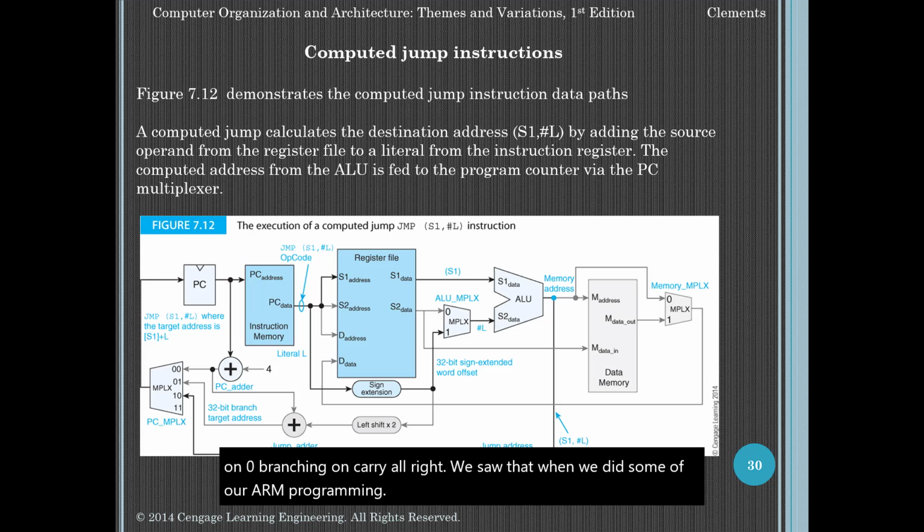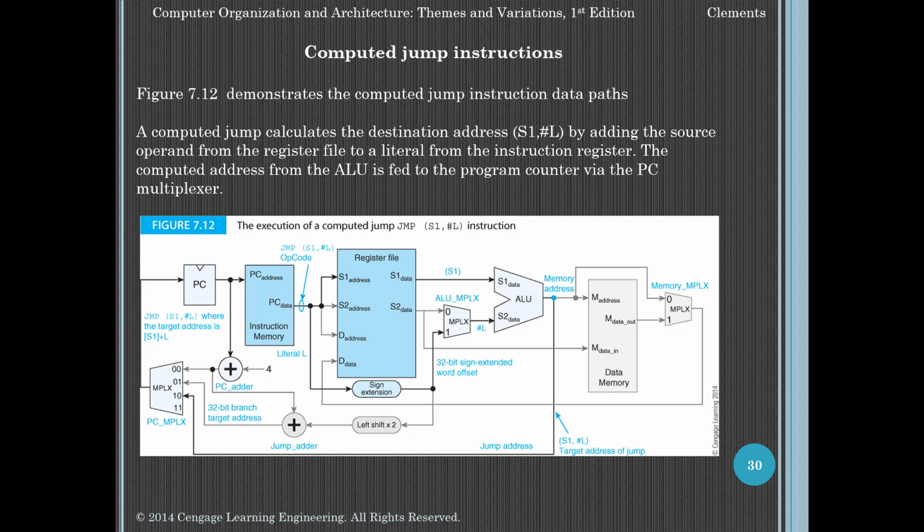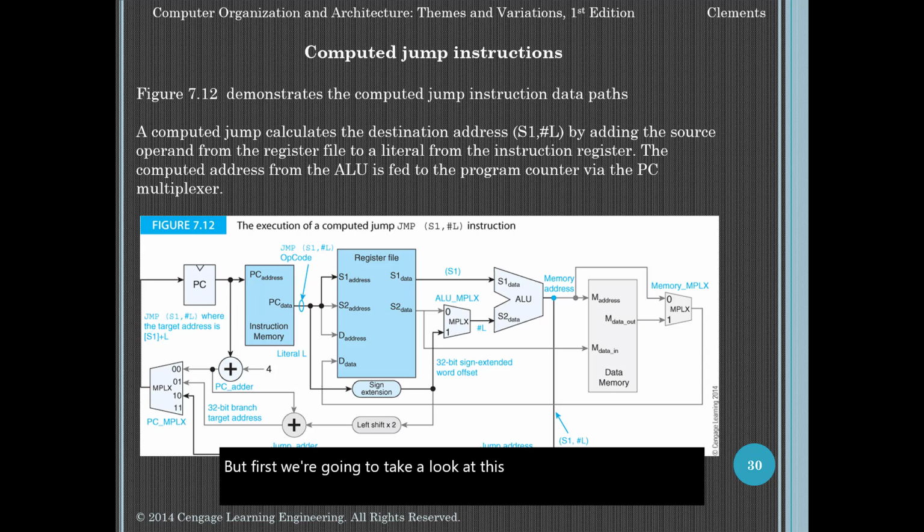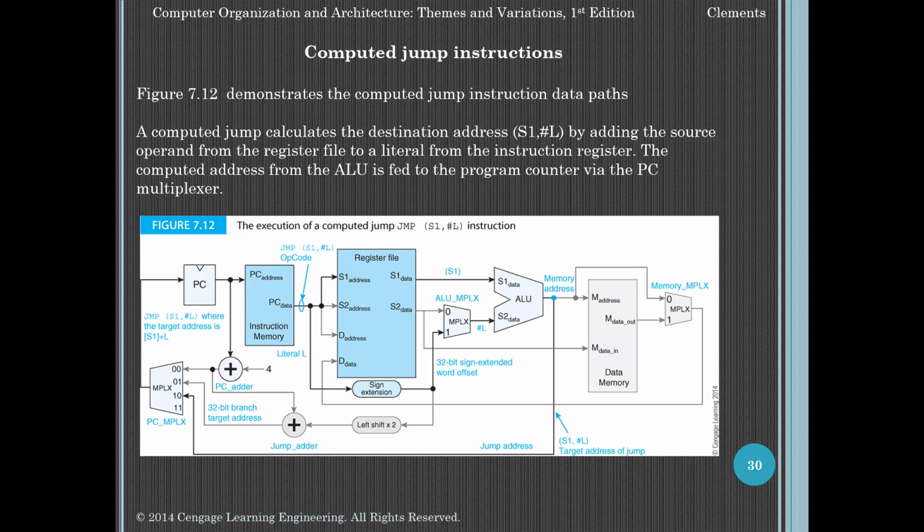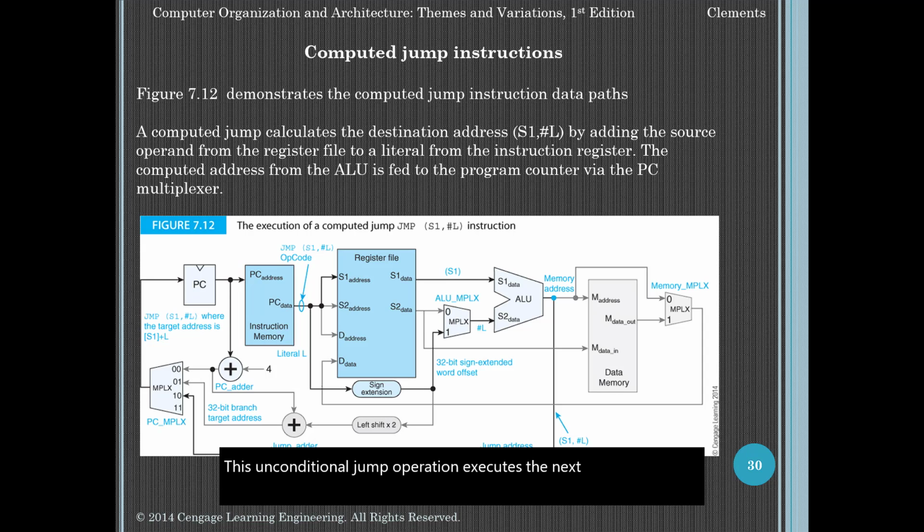But we're going to first look at a computed jump. So we can see that our opcode here is jump, S1, and our literal L. And then the relative condition branching, BEQ, L. But first we're going to take a look at this jump. So this unconditional jump operation executes the next instruction at S1, L, which means we have to get the contents of register S1 and add the offset of L from the instruction, and then basically jam that result in the program counter so that that's where we're going to go.